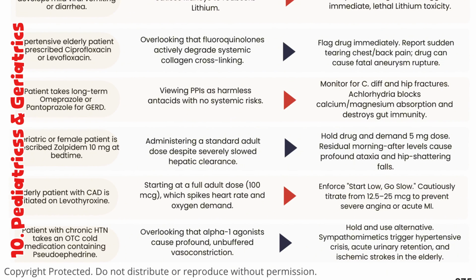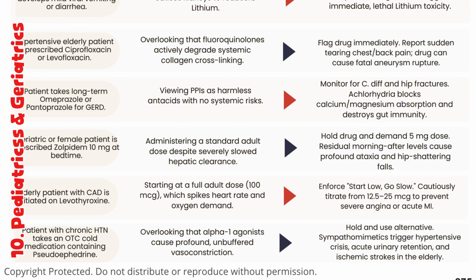Long-term PPI use in the elderly isn't a harmless antacid. Achlorhydria from drugs like omeprazole blocks calcium and magnesium absorption and raises the risk of both C. diff and hip fractures. Zolpidem dosing is a classic trap. A geriatric or female patient given the standard adult 10 mg dose has residual drug still active the next morning because of slowed hepatic clearance, causing profound ataxia and falls. The correct starting dose here is 5 mg.